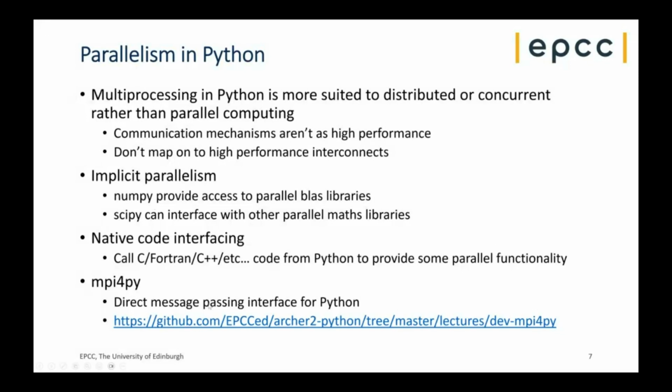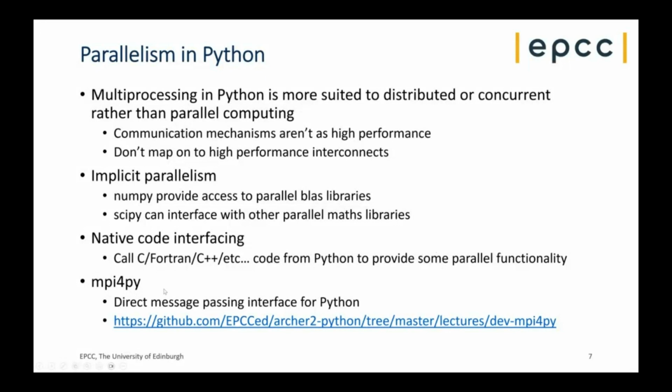You can also use Python to interface natively with C code or Fortran code or C++ code, things like that. So you could write your parallel functionality in a different language and call it from your Python. Now you're starting to get into quite complicated approaches.